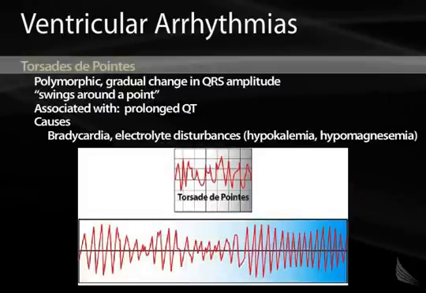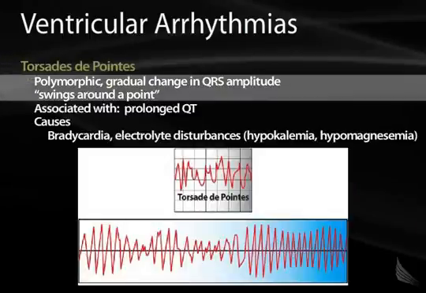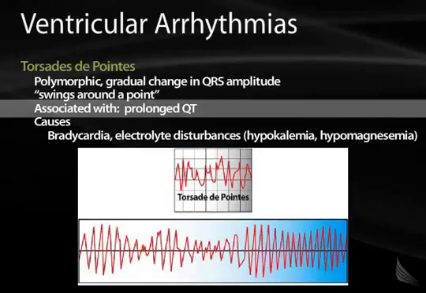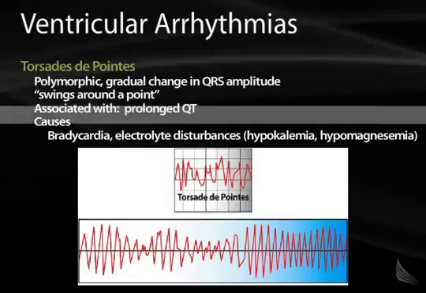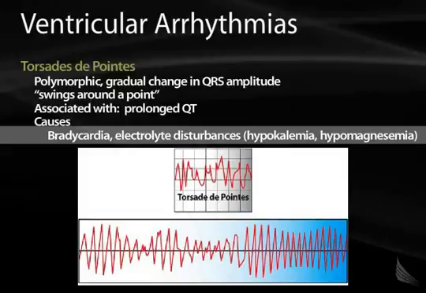Torsades de Pointes is a commonly tested polymorphic ventricular tachycardia, meaning that the waves do not all appear the same. And classically, what you see is a sinusoidal increase and decrease, followed by another increase and decrease in the amplitude of the tachycardia QRS complexes. Torsades de Pointes is classically associated with a prolonged QT. The causes of torsades generally include bradycardia, but more likely hypokalemia or low potassium, as well as hypomagnesemia. There are some medications that can also cause a prolonged QT interval.